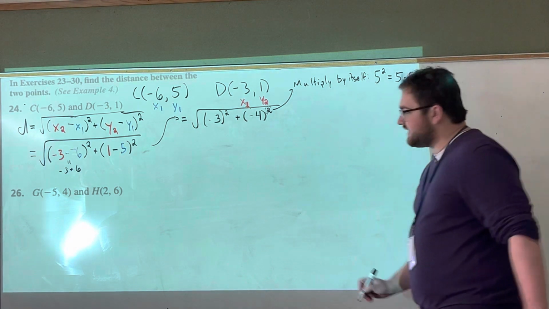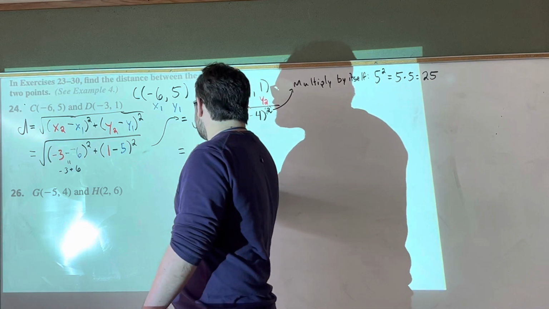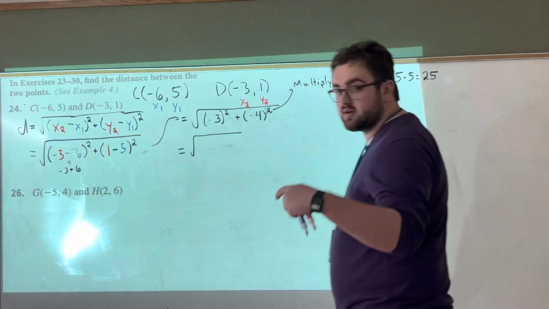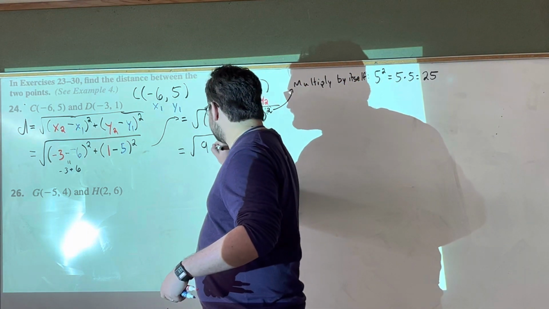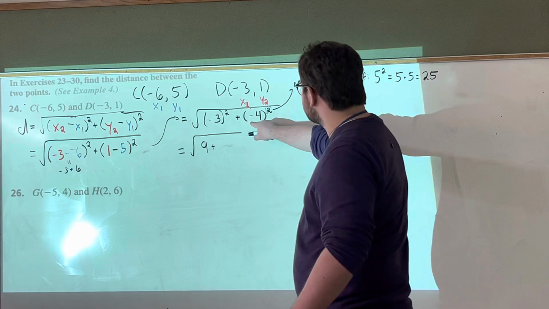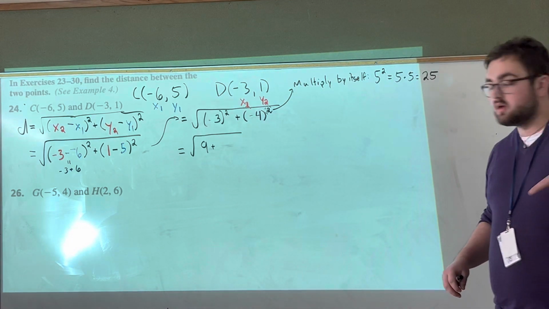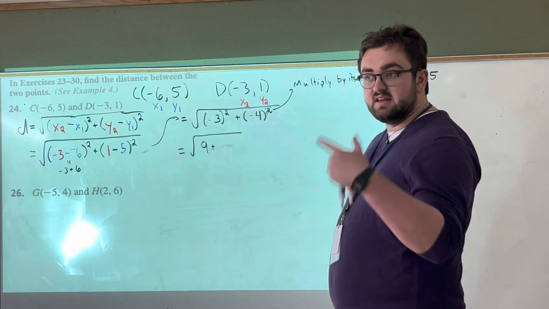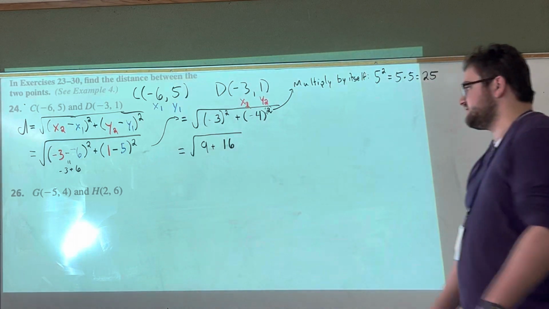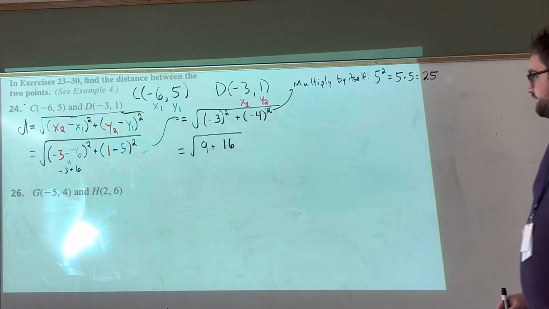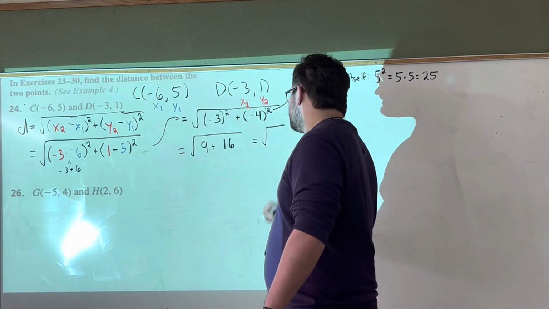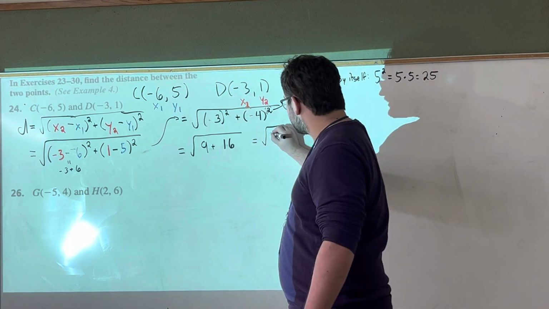So let's go ahead and apply that to our problem here. Equals the square root. So if we take 3 times 3, 3 squared, we're going to end up with 9. If we take negative 4 times negative 4, negative 4 squared, 4 times 4 is 16. Negative 4 times negative 4 is also 16. So we get the square root of 9 plus 16. Our next step is to add inside the square root. So we're going to take 9 plus 16 and we're going to get 25.